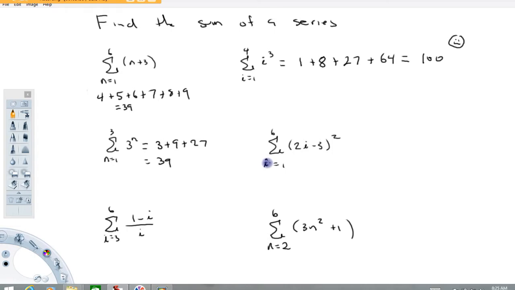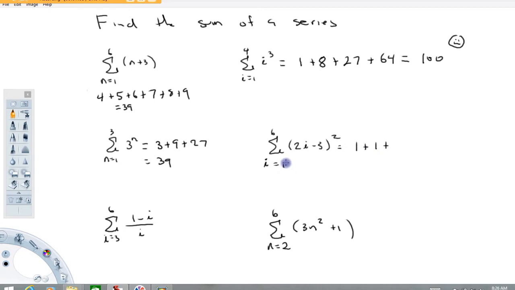All right, so the sum of the quantity 2i minus 3, squared, from i equals 1 to 6. This one's going to be a little bit of writing. So, all right, putting a 1 here, this is going to give us 2 minus 3, which is minus 1. Squared is 1. Then we're going to put a 2 in here. 4 minus 3 is 1. Squared is 1.